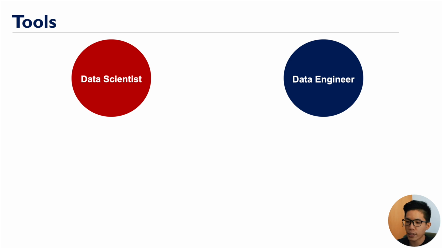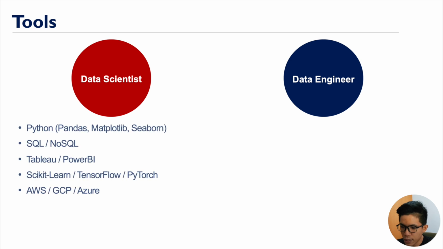So now that you understand the skills required for each job, let's dive a bit deeper to understand the kind of tools that they use as a data scientist or a data engineer. Now for data scientists, these are the general tools that you have under your belt. For example, Python is one of the most common programming languages that a lot of data scientists nowadays in the industry are using.